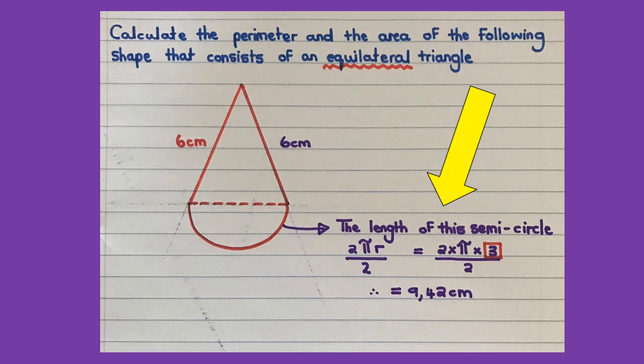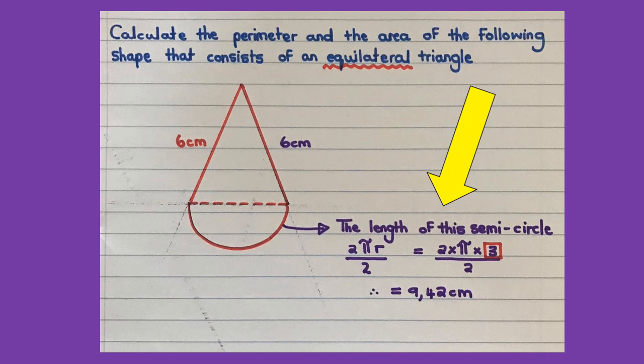The length of that semicircle, we're going to use 2 pi r, and very important, we divide it by 2 because it is a half circle. Now very important, how would I know what the radius is? I need to look at that picture and find the radius. Because it is an equilateral triangle, all sides of the triangle are equal to 6 centimeters. So that dotted line is also 6 centimeters.